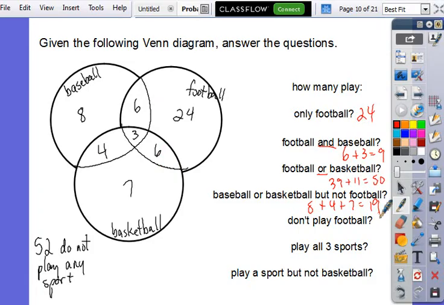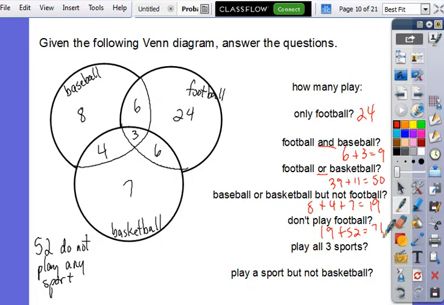How many students don't play football? You gotta add the 52, don't you? All right, well, we just basically did that problem right before. So it's 19 plus 52. 19 are baseball and basketball, but not football. But don't forget this over here where it says 52 don't play a sport at all. So that would be 71 people total that don't play football.